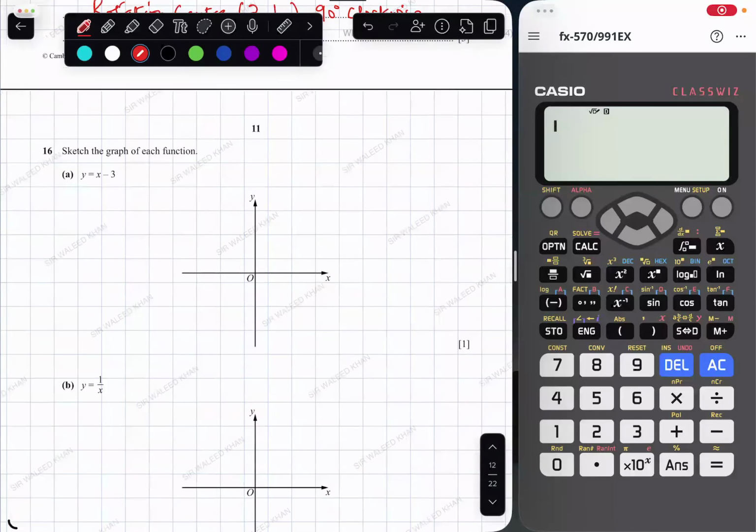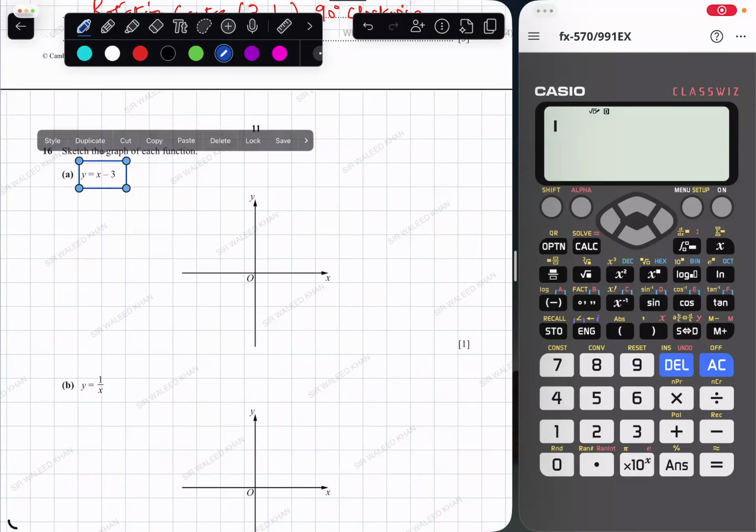Question 16. Sketch the graph of each function. Sketch. In a sketch, we just have to figure out the major points, okay? Like the intercepts, y-intercept, x-intercept, turning points वगैरह इस तरह करके ये मोटी-मोटी चीजों को देखना होता है. You have to figure that out. Now, y is equal to x minus 3. What kind of a graph should I get? Should it be a U shape, N shape, a cubic graph, या कुछ और?